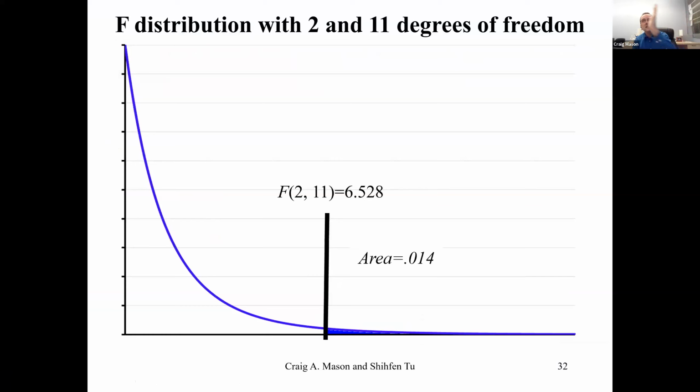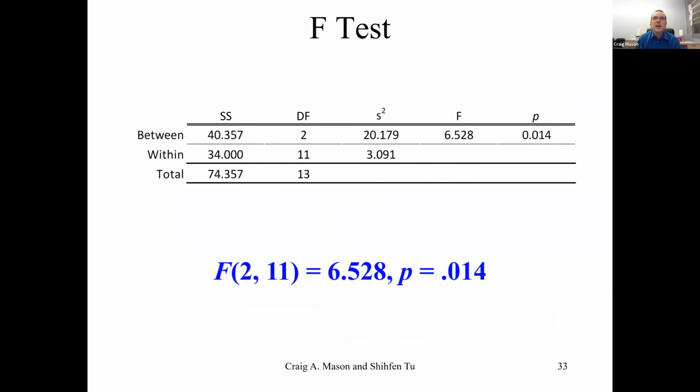So that's the area. Only 1.4% of the time would we have randomly ended up with an F this big, an F of 6.528 with 2 and 11 degrees of freedom, if the null was true. We're not that lucky. It's so uncommon. So with a p of 0.014, we're going to reject the null hypothesis. And we put that p-value in our table. So now we've completed the ANOVA table, and we know we're rejecting the null.